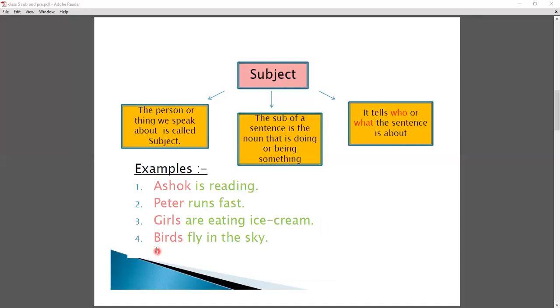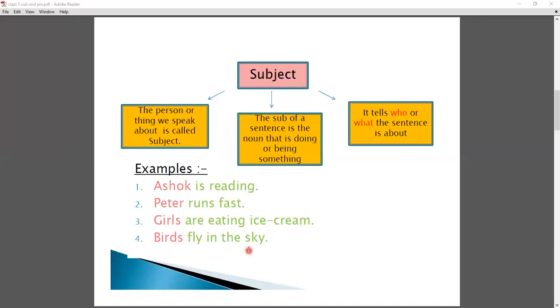Number 4, birds fly in the sky. Here you notice that we speak about the birds, and who flies in the sky? Birds fly in the sky. So you get the answer, birds is the subject. So in the fourth sentence, birds is the subject.